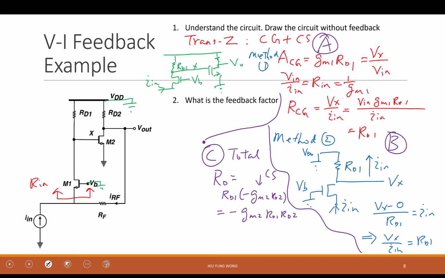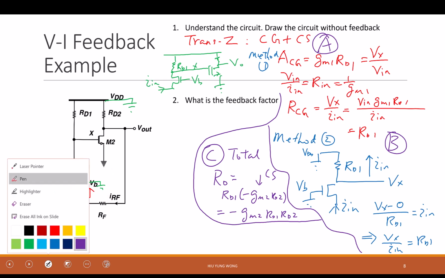So we spend a lot of time just to figure out what the forward gain is, but that is okay. If you are very familiar with this, those gurus will just say they can see it already: RD1 times negative Gm2 RD2. How about the feedback? Now we say this is a voltage-current feedback. Again, what is the meaning of voltage-current feedback? What is the meaning of voltage? It refers to voltage input to the feedback, right? So look at this. Our feedback circuit is so simple. Let's take a look.